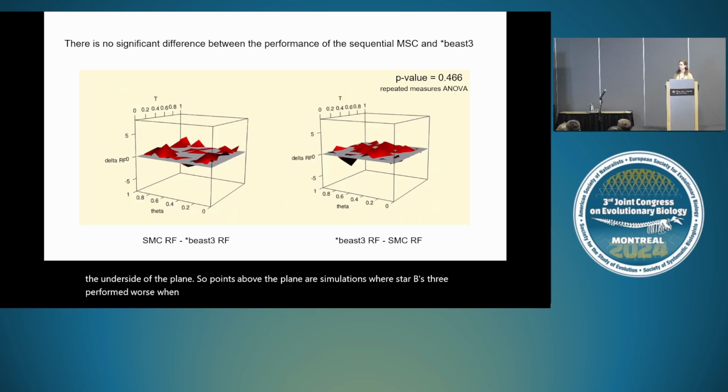When we did an ANOVA on these results, we found there was no significant difference between the performance of the two programs. When we just look at the planes of simulations, we also don't see one region of parameter space where one program is consistently outperforming the other. Instead, we see some simulations where StarBeast3 performed better, and some simulations where our program performed better, but it doesn't look like there's any systematic bias towards one part of the plane, and so that's another good sign that the performance of the programs is comparable.